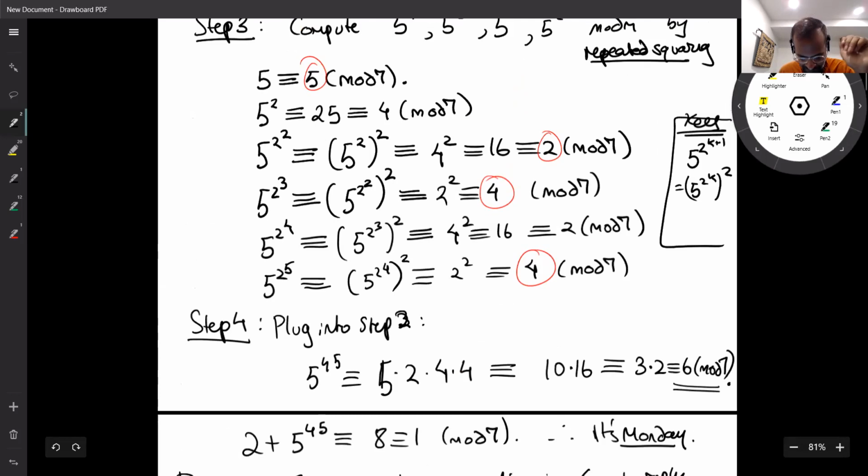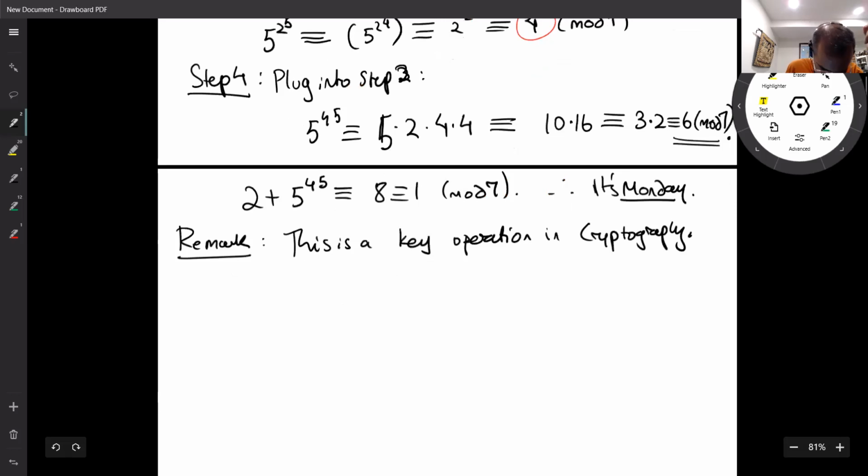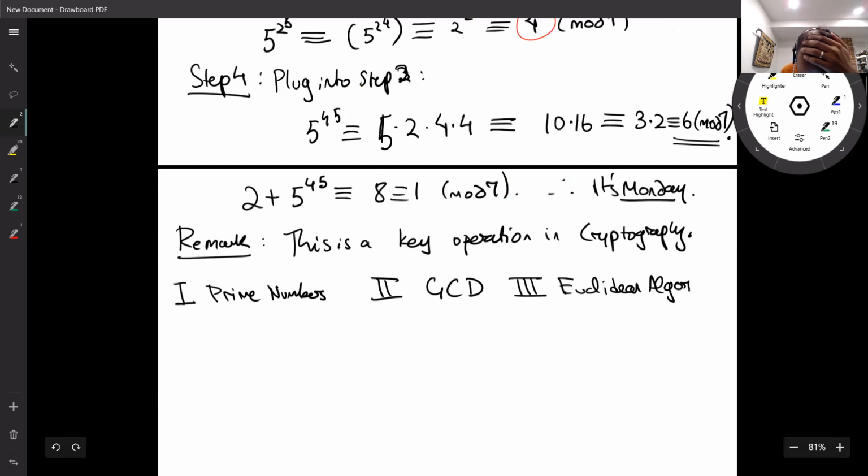Any other questions? Okay, so for today's lecture, there are 3 topics. One is prime numbers. The second topic is the greatest common divisor. And the third topic is the Euclidean algorithm, which is a very important algorithm in number theory, which we'll learn about, and Bézout's theorem.